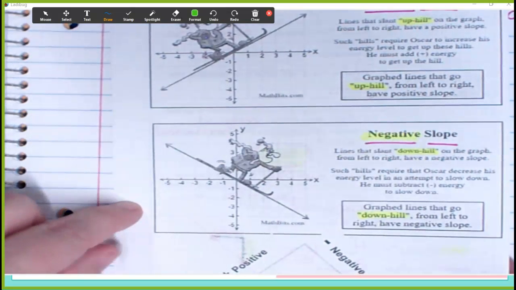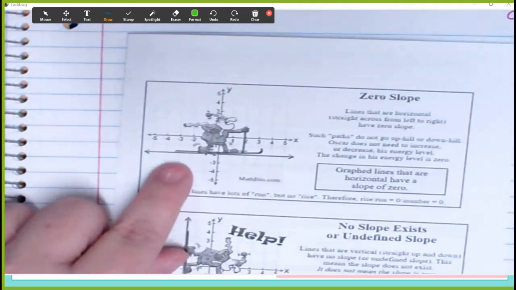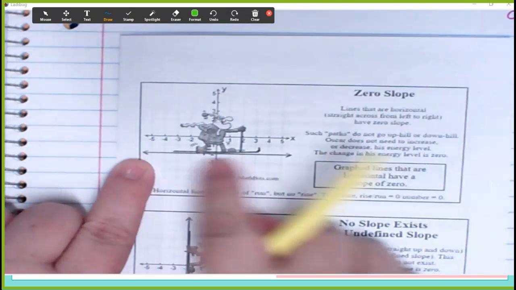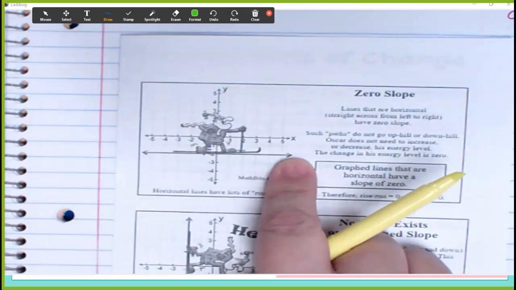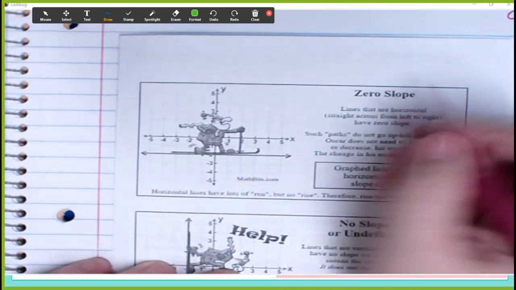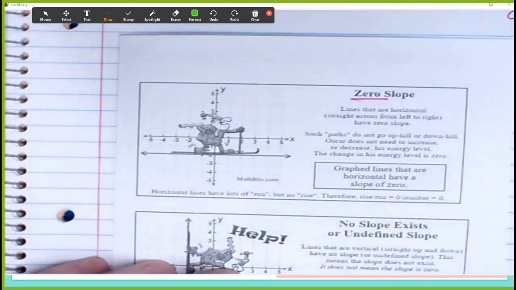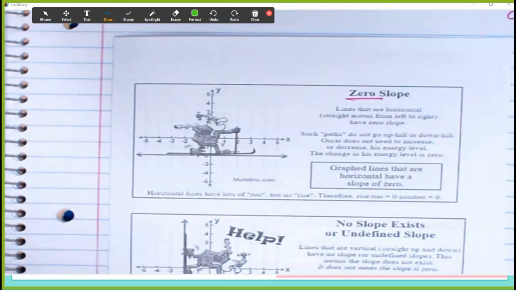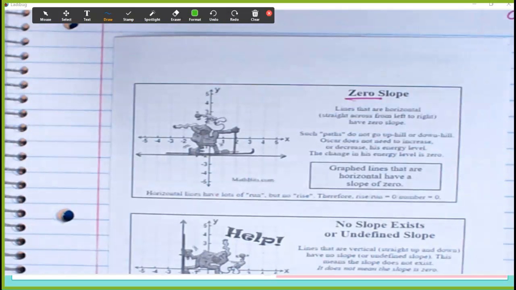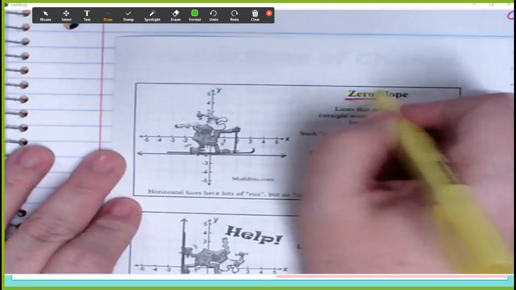All right? But what happens if Oscar's just skiing flat? He's not going up, he's not going down. Is that any fun just to ski flat? That is zero fun, right? Zero slope. You can also think of it with numbers. If positive numbers go up, negative numbers go down, what's right in between positive and negative numbers? Zero, just like being flat is in between going up and going down. So zero slope.